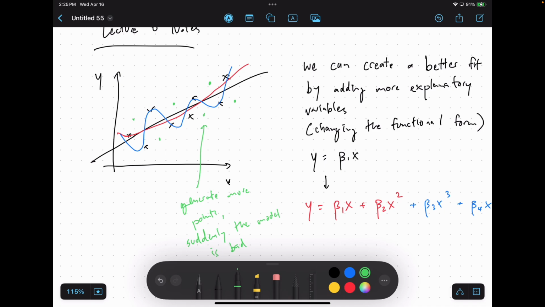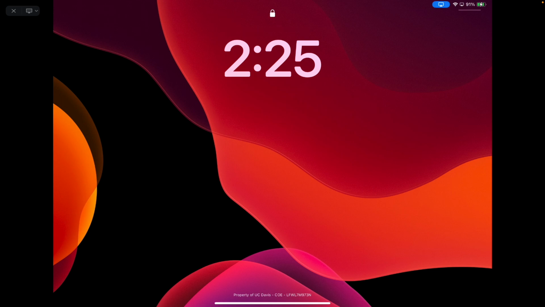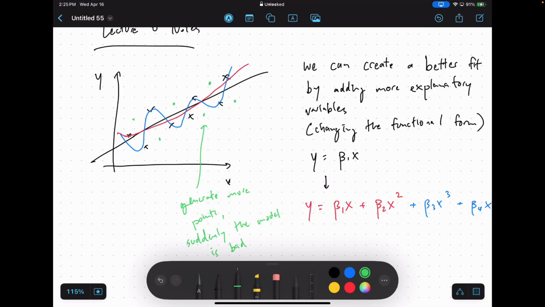So as you add more variables, you will always have a better fit, right? Because at the very least, I could always make this be 0 and it would be the same as before, right? So it will always perform at least as good as a model with fewer variables. And what we're trying to balance here is doing too much complexity. Okay.